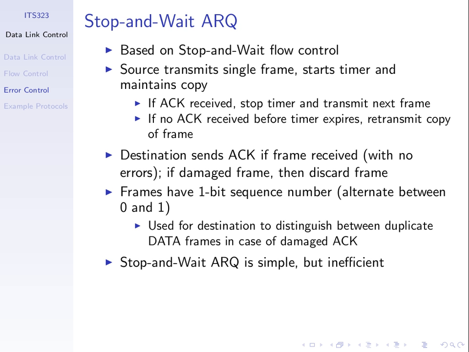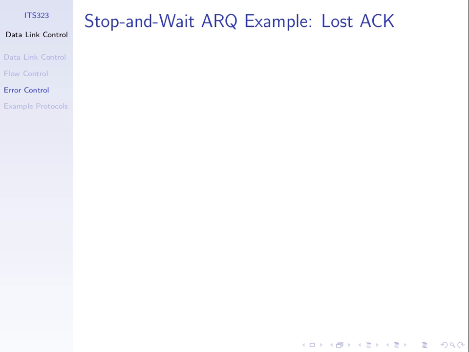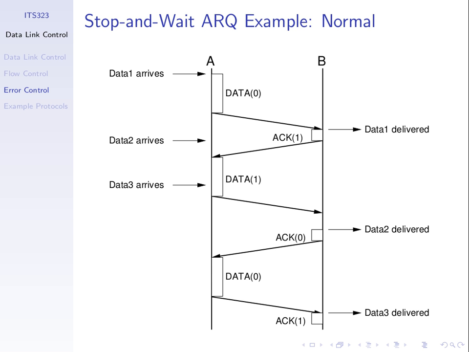And same as stop and wait flow control, it's inefficient in cases where we have a large propagation delay relative to the transmission delay because we spend time not transmitting. But simple. Any questions before we move on to the improvements or the alternatives? And similar to flow control, the improvements are based on sliding window. Send multiple frames.